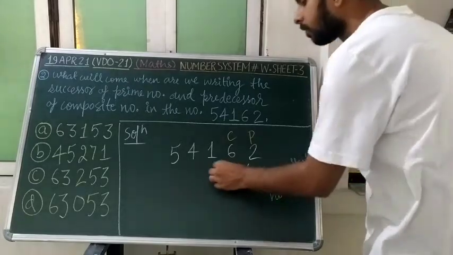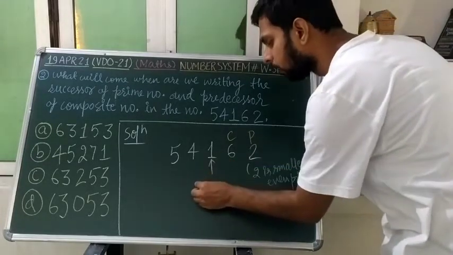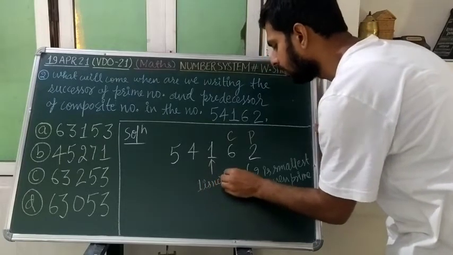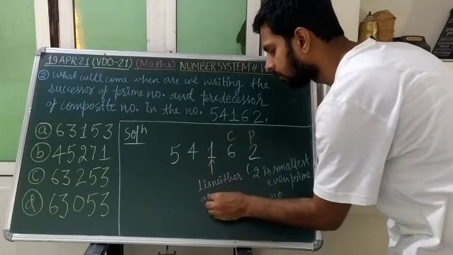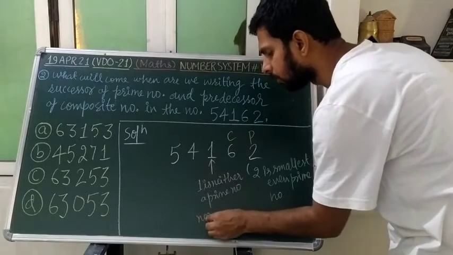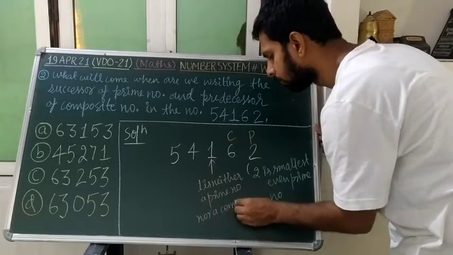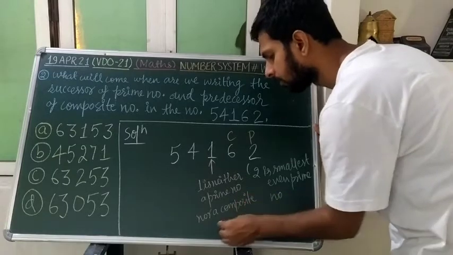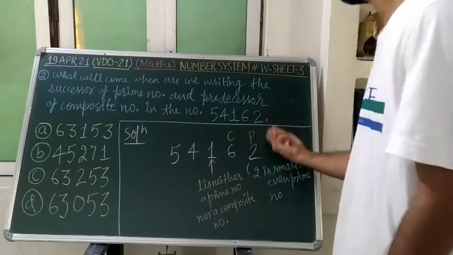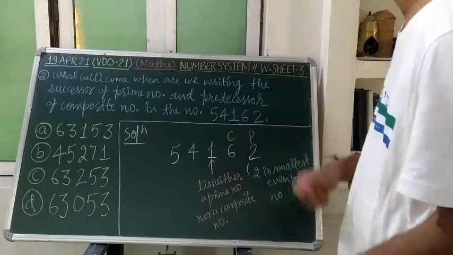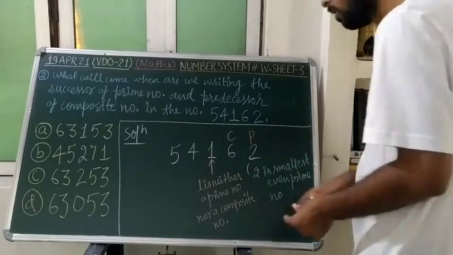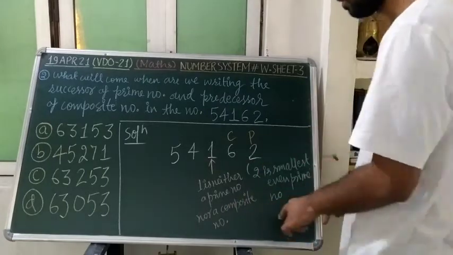Students, note down that 1 is neither a prime number nor a composite number. Why? Because when we were writing the definitions of prime number and composite number, we saw that we select numbers greater than 1. You can go through that. So 1 is neither prime nor composite.